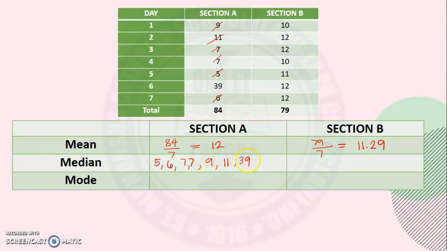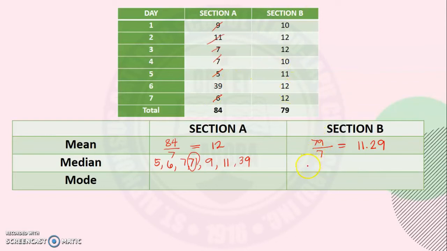Now let's find the middle value. We all know that the middle value here is 7. So that means the median is 7. Now, how about in section B? Let's try to arrange the values.